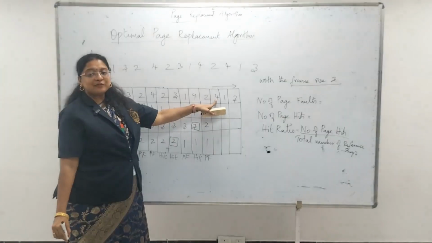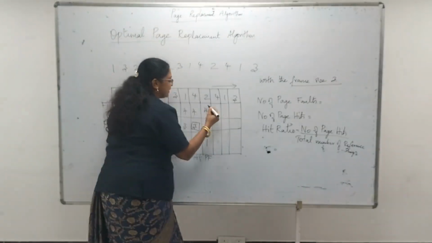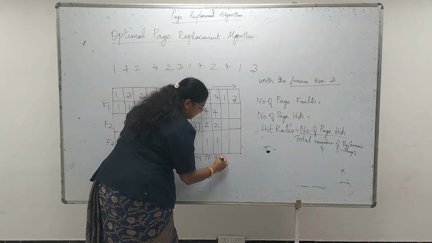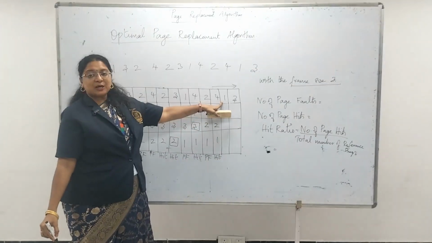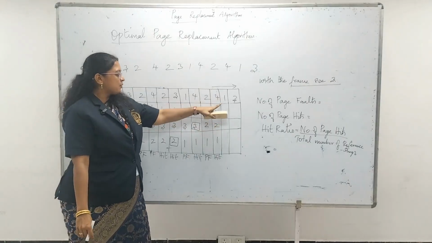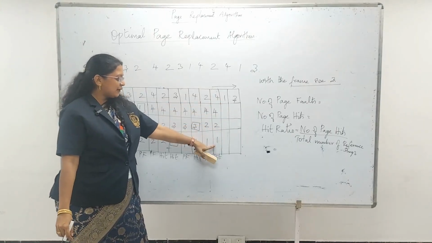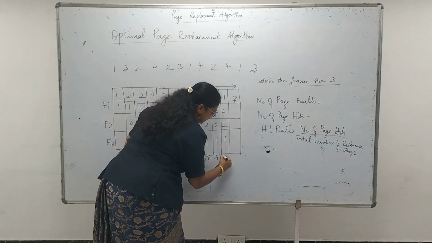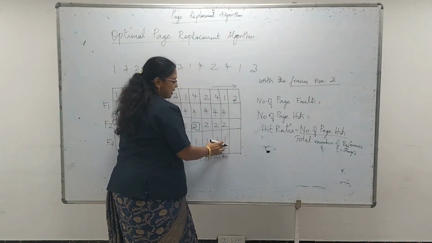Now you have to check whether 4 is present in your memory. So 4, 2, 1, that is your hit. And then next 1. You need to insert this 1 in your string, so check whether 1 is present or not. That is present. So 4, 2, 1, that is your hit, because 1 is present here.